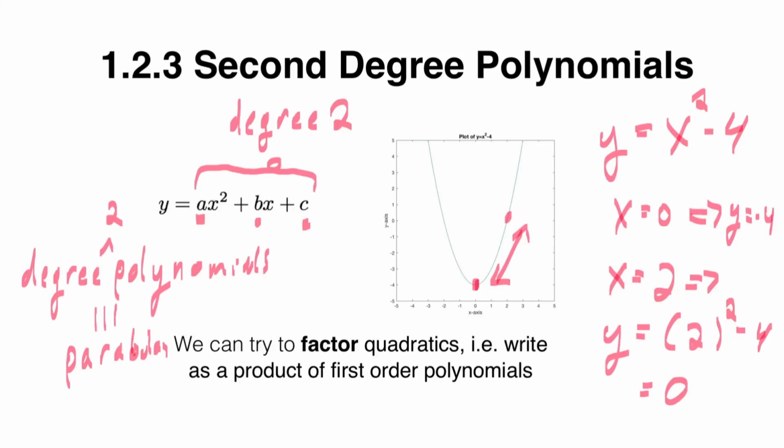Okay? Something that's more important for the CLEP than being able to draw these very quickly and efficiently is to do what's called factor the quadratics, which is the question of when is this polynomial equal to 0. We will look at this more complicated notion in the next submodule.